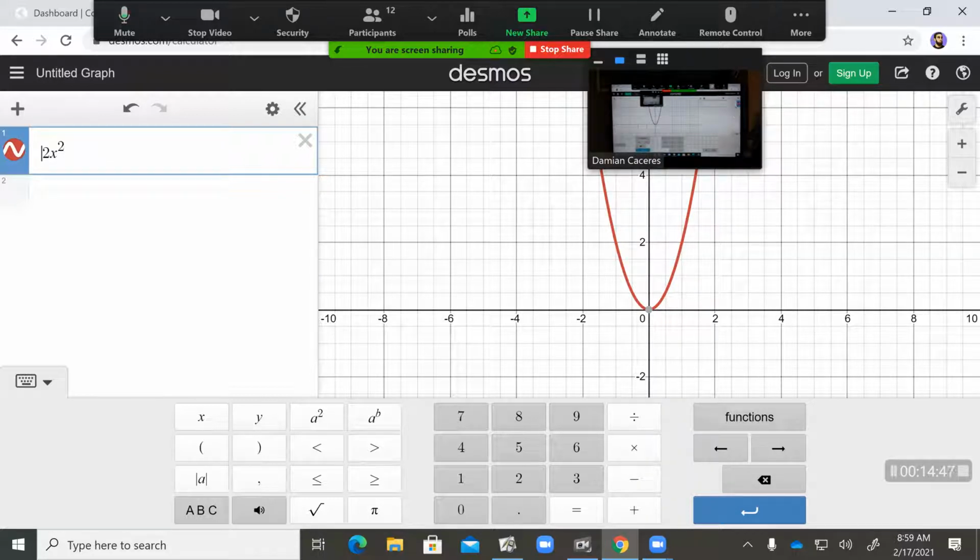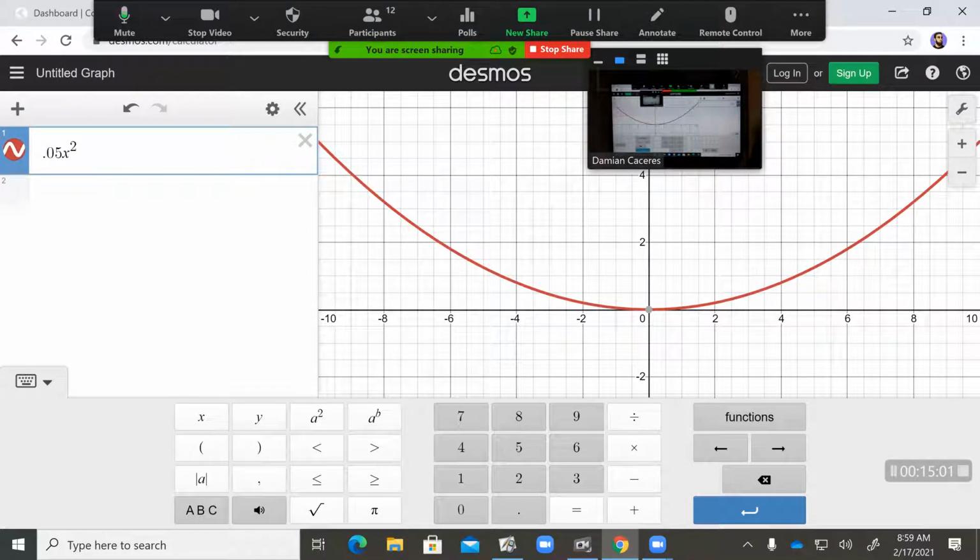Now watch. What if I turn the 2x squared into 22x squared? What happened to the graph? It gets more narrow. Now what happens if I turn that 22 into a 0.05 instead? I made it smaller. What happened to my graph? It gets really wide. That's the first thing you got to see.